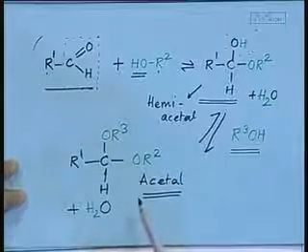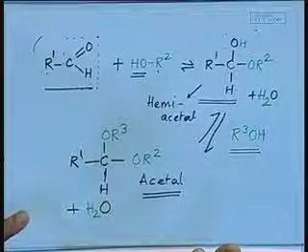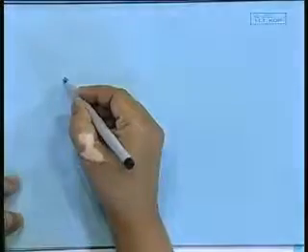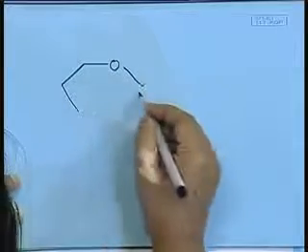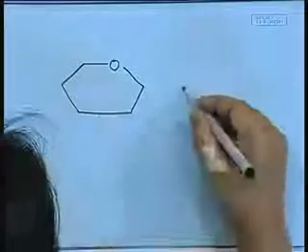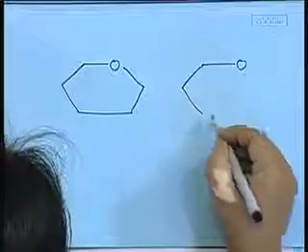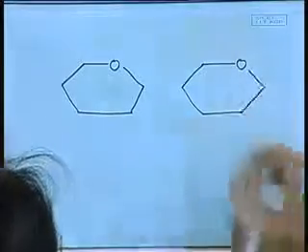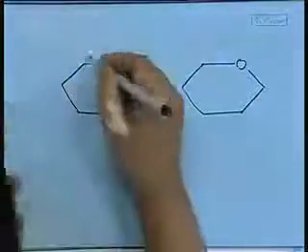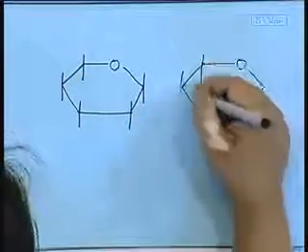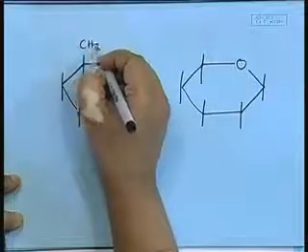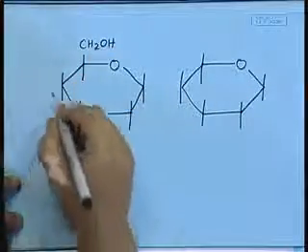Now, depending on my cyclic structure, I have either an alpha form or a beta form, right? Let's just draw one form here, or in fact, let's draw both forms so we know what we are talking about. We have 2 forms here. What are these? These are pyranose rings. We have our CH, which carbon atom is this? It is the 6th carbon atom.